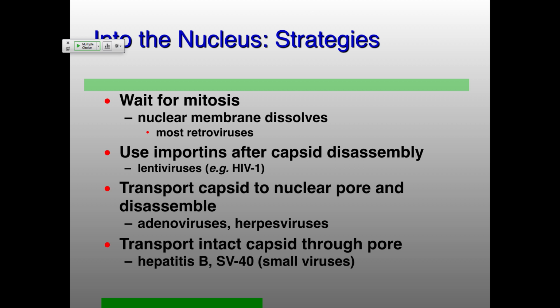So how do they get to the nucleus? There actually are a number of different mechanisms for how you can get either your genome, or in some cases even the whole virion, into the nucleus. The nucleus, of course, has a membrane around the outside and a nuclear pore. And what do nuclear pores do?